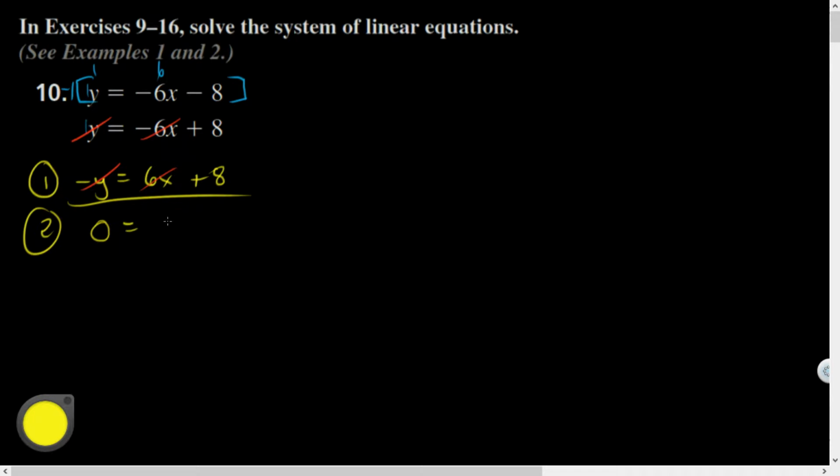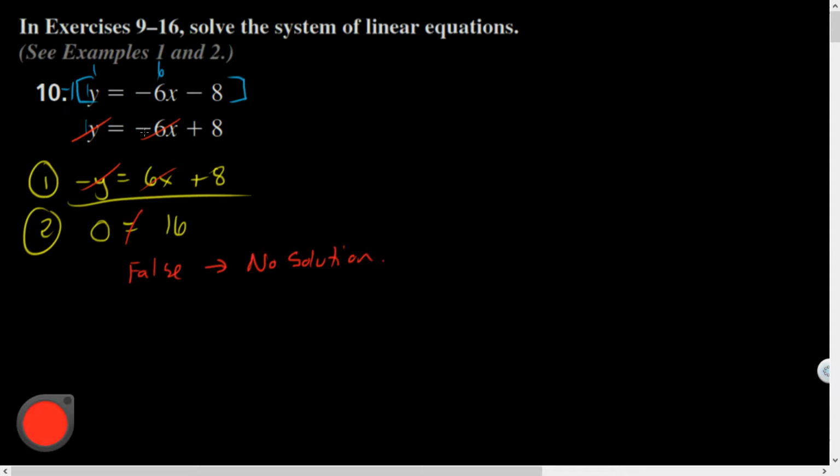Now let's see, 8 plus 8 is 16. Is 0 equal to 16? No, nope, that's not something I ever taught you. 0 is not equal to 16. Because this is false, that implies this is a no solution scenario.